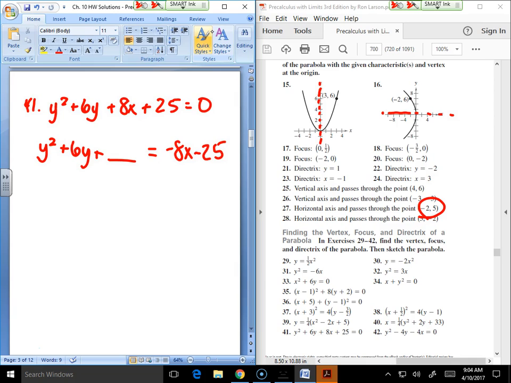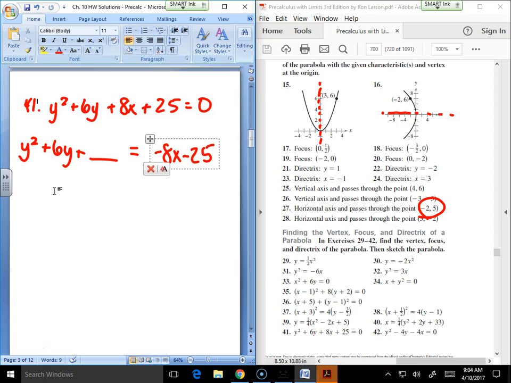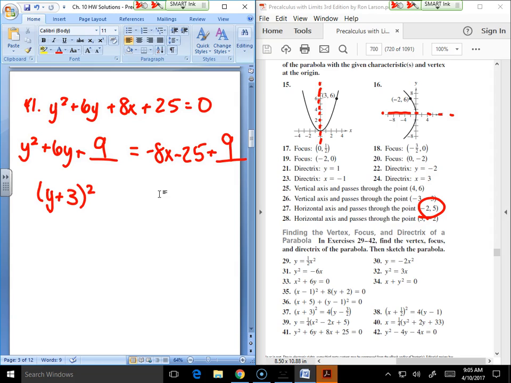I complete the square, which is what I'm intending to do, but when I add to one side, I add to the other. How would I complete the square? Take the middle, 6, divide by 2, 3 squared, 9. Nothing on the outside for me to stress about, so if I add 9 on one side, how do I keep it balanced? Add 9 on the other. I end up with y plus 3 quantity squared equals negative 8x minus 16.